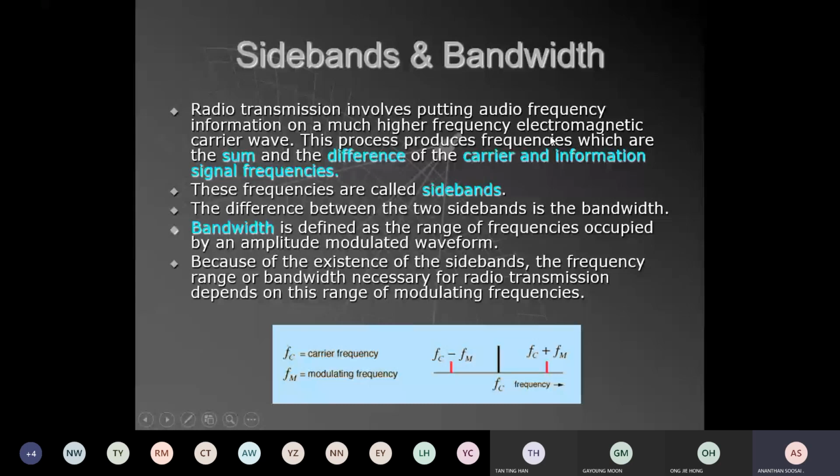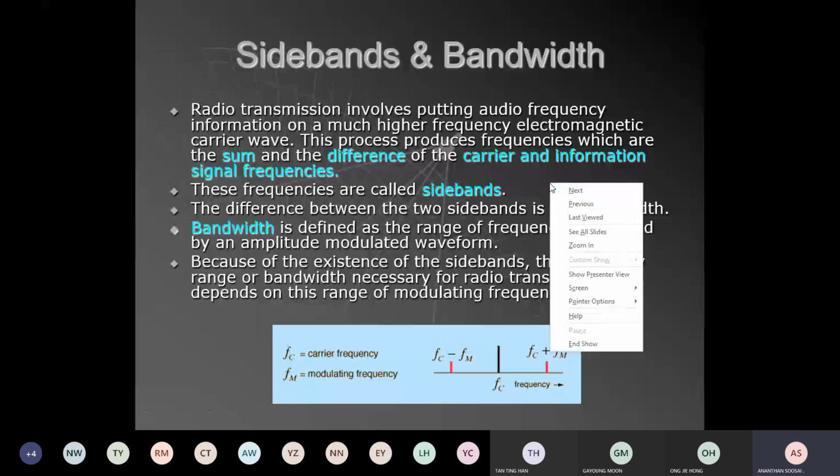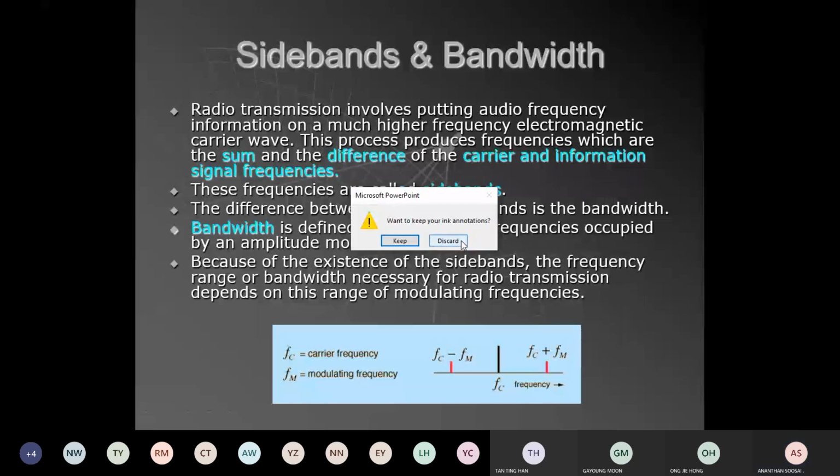So what is this first paragraph trying to tell? To understand what is meant by sidebands, I will show you one note from a book. What is meant by sideband? I want to clarify what is meant by sidebands.